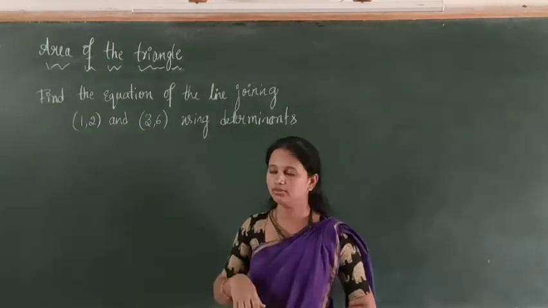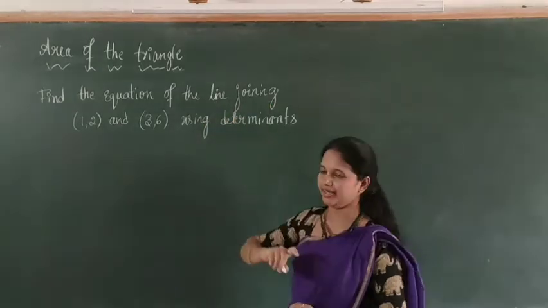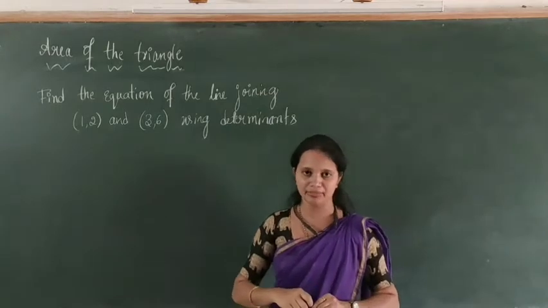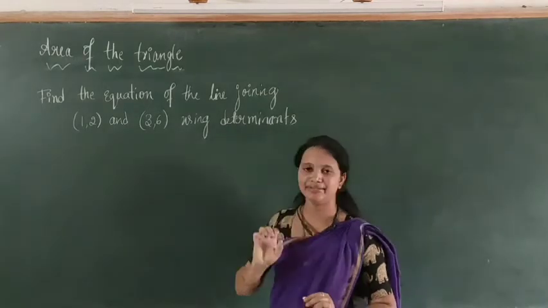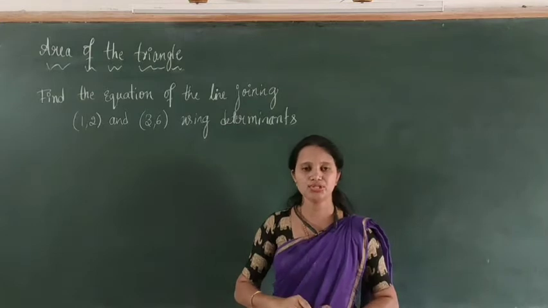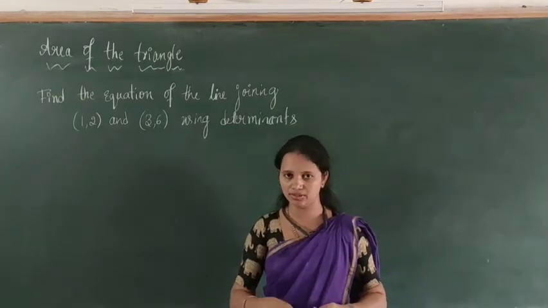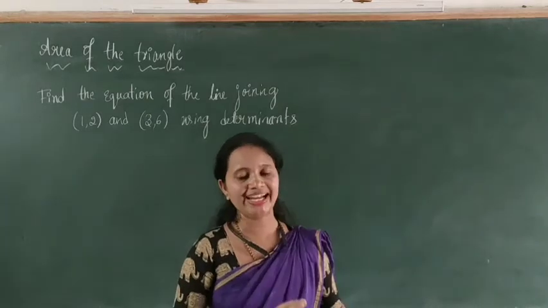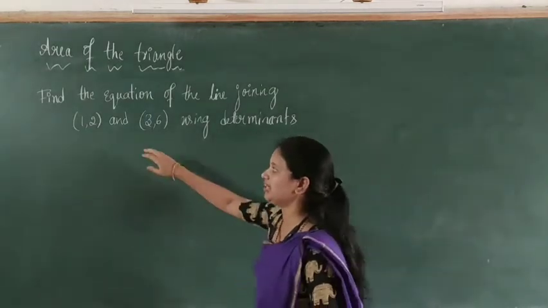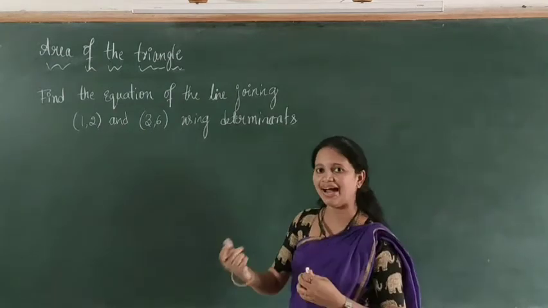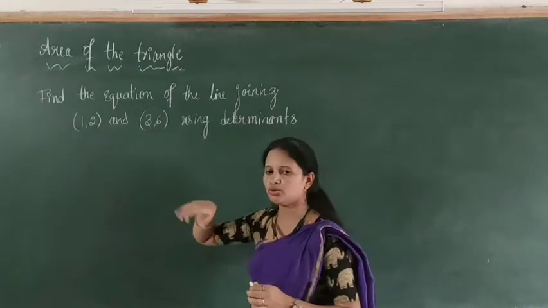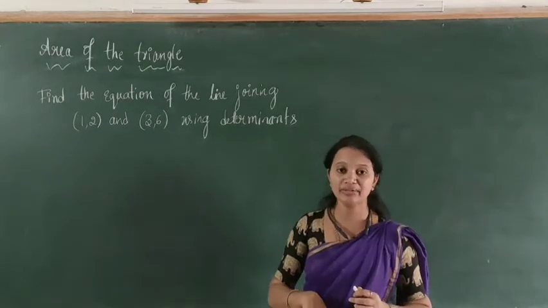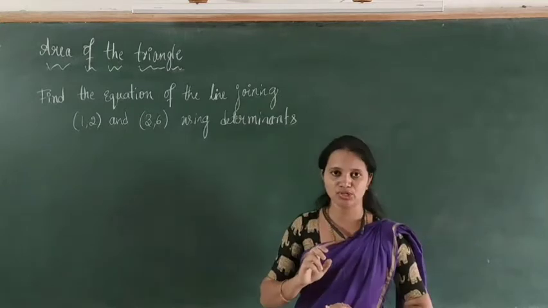Consider the next problem. Find the equation of the line joining (1, 2) and (3, 6) using determinants. So here we have to find the equation of the line using the determinant. Here also we have to use the area of triangle formula. To use that formula we need 3 vertices, 3 points, but here we have only 2 points. In matrices we can use these 2 points to find the equation, but in determinants we need one more point to find the equation of the line.